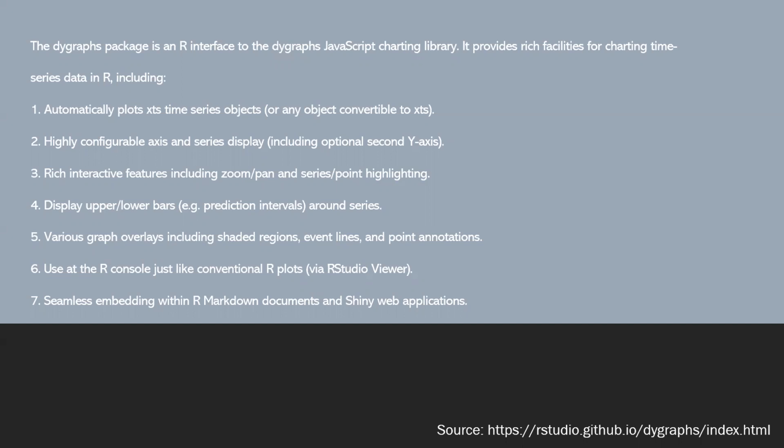Firstly, I will show you how you can plot time series objects automatically with Dygraphs. Secondly, I will show you how you can play around with axis and series display. The third one is how you can use the rich interactive features of Dygraphs. Fourth is how you can display upper and lower bars, which is really useful for prediction intervals. And lastly, I will show you how you can include shaded regions and event lines. Those are also important factors of time series data. So without further ado, let's jump right into the R demonstration part.